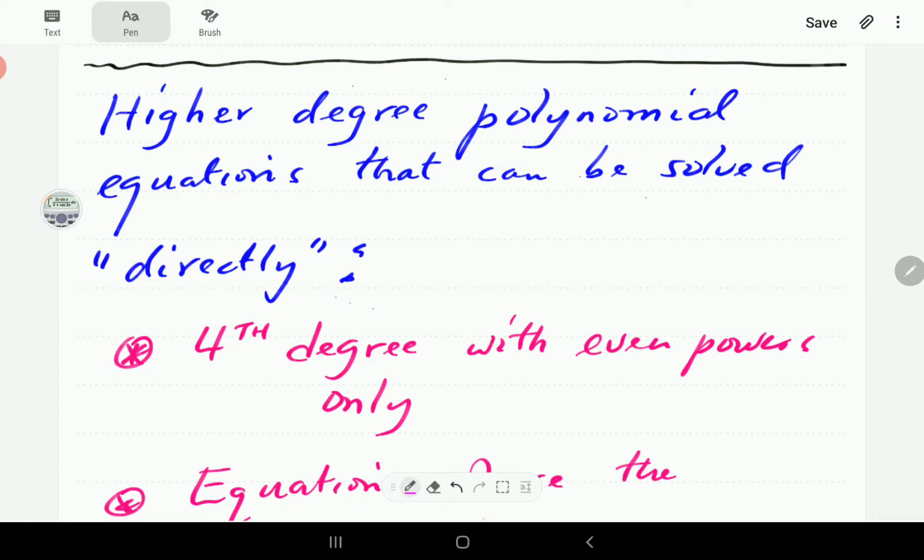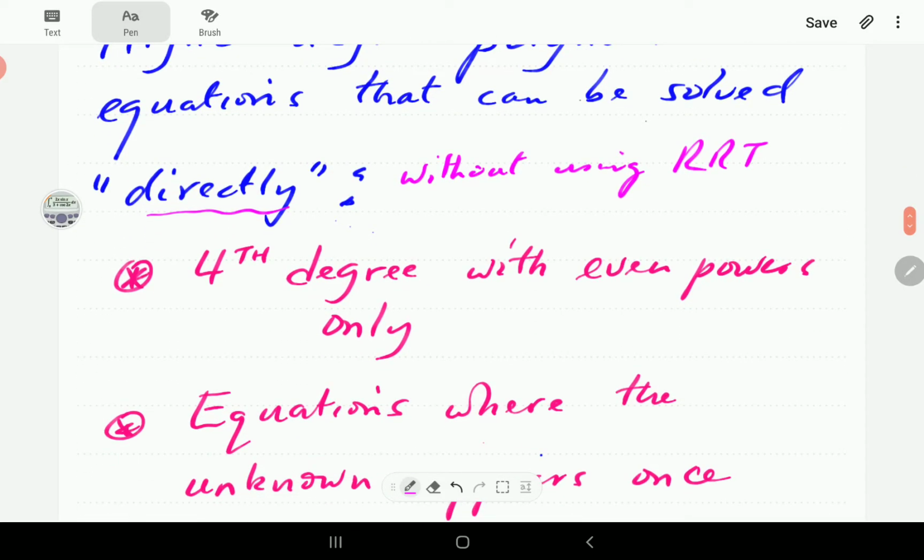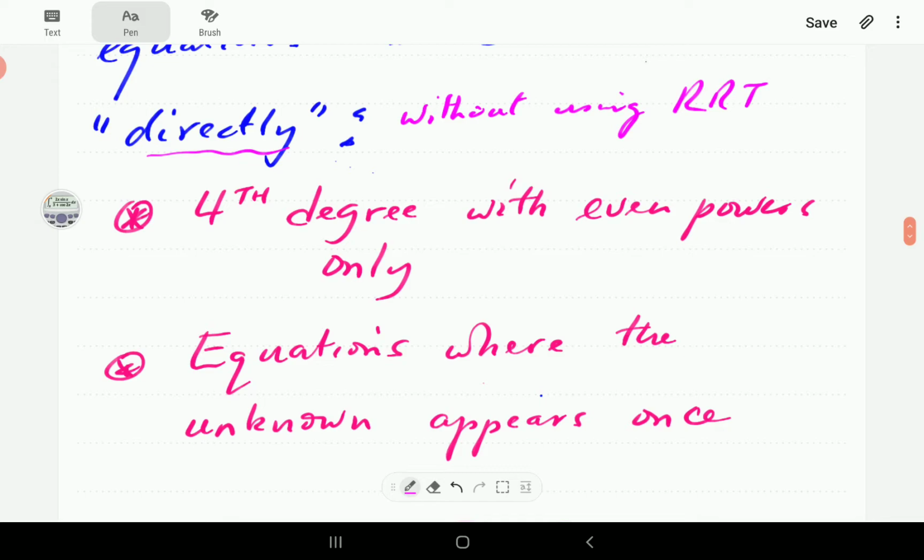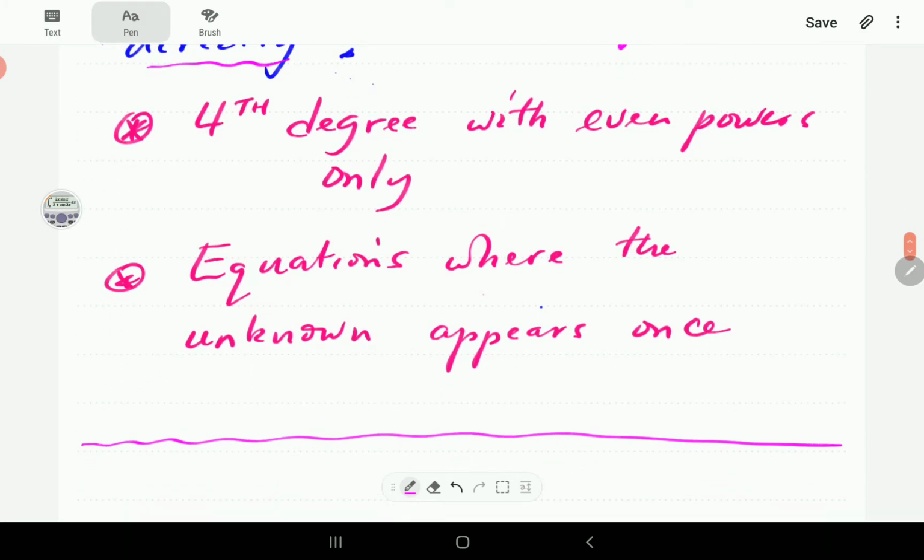By directly, we mean without the use of the rational root theorem. In the next video, which is going to be part 5, we're going to look at equations where you have to use the rational root theorem. But in this case, we're looking at equations that you can solve directly, and there are two classes of those equations. First, it's equations of degree 4 where only even powers appear in the equation. Those ones we can solve directly.